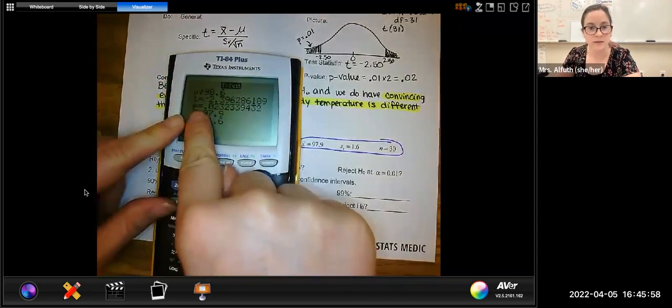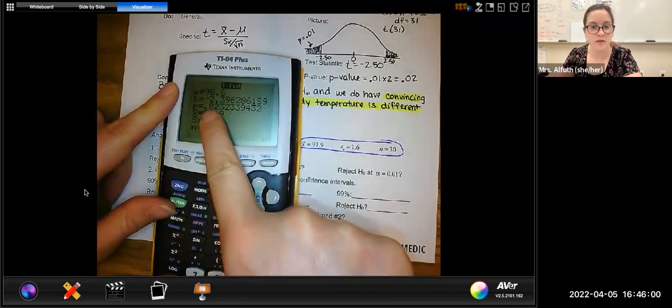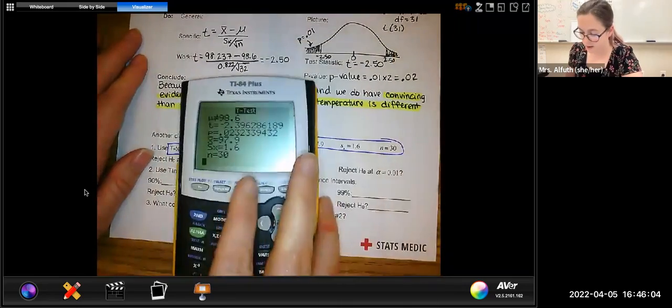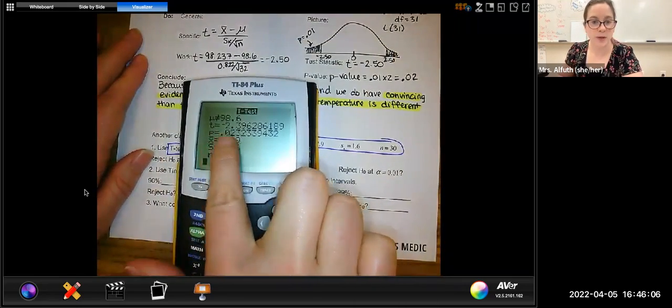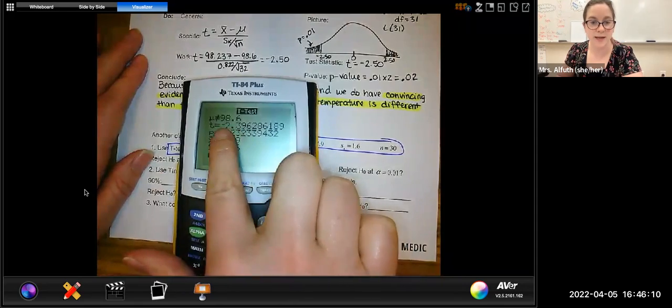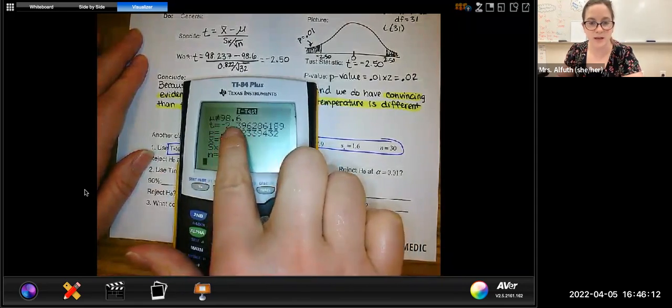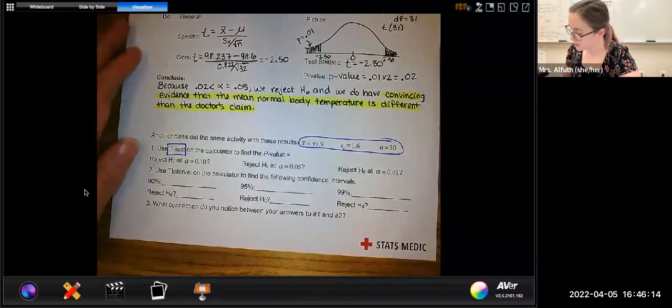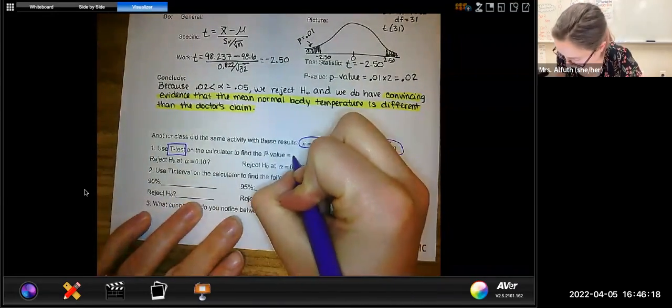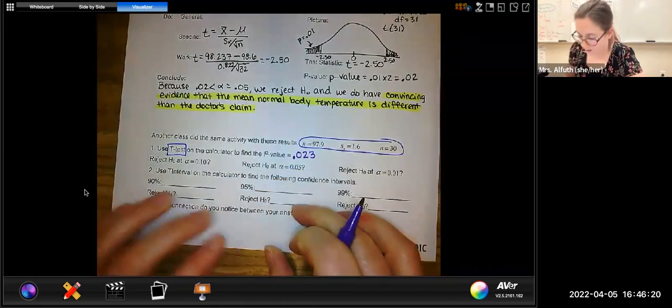And right here, we see we have a p-value of 0.023. Okay, so our p-value right here is 0.023. You also notice we've got our t-score of negative 0.2396 or negative 0.240. So our p-value was 0.023.